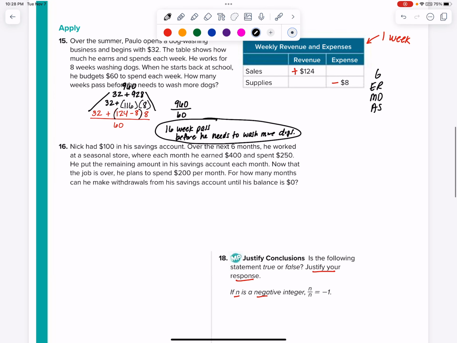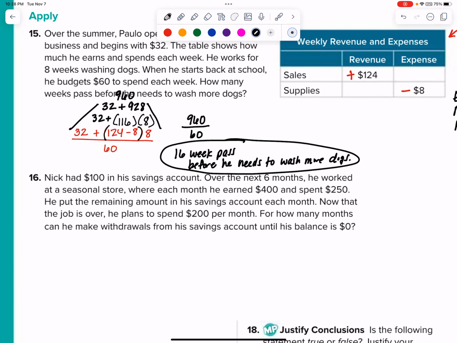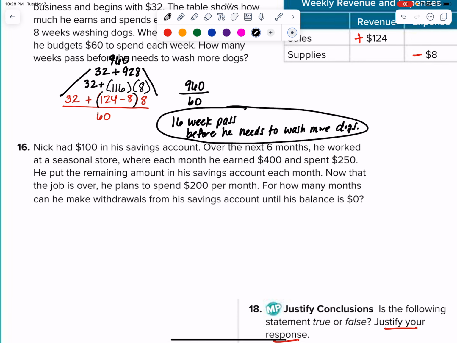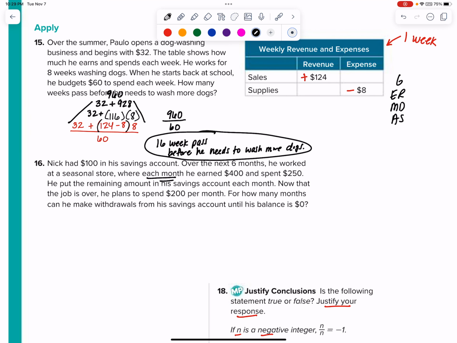Okay, so your last one that you need to look at then is number 16. I'm just going to read it for you, and then we'll leave it there. So Nick had $100 in his savings account, very similar to Paulo, starting with $32. Over the next 6 months, he worked at a store. So let's figure out what happened over the next 6 months. Each month, he earned $400 and spent $25. Very similar to Paulo earning the $124 and losing $8. And that was each month.